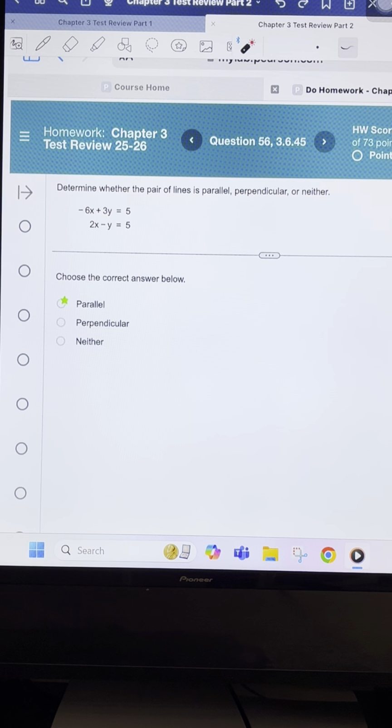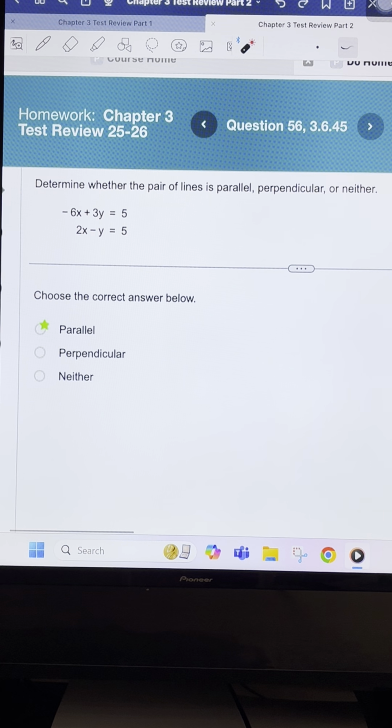Okay? So here we can determine whether the pair of lines are parallel, perpendicular, or neither. So the way that you want to do this first is that you want to turn this into slope-intercept form, because this is a standard form. It's a lot harder to determine what the equation of lines are, meaning are they perpendicular, are they parallel, without having it as slope-intercept form. It's just easier in that way. So let's turn this first one into the slope-intercept form.